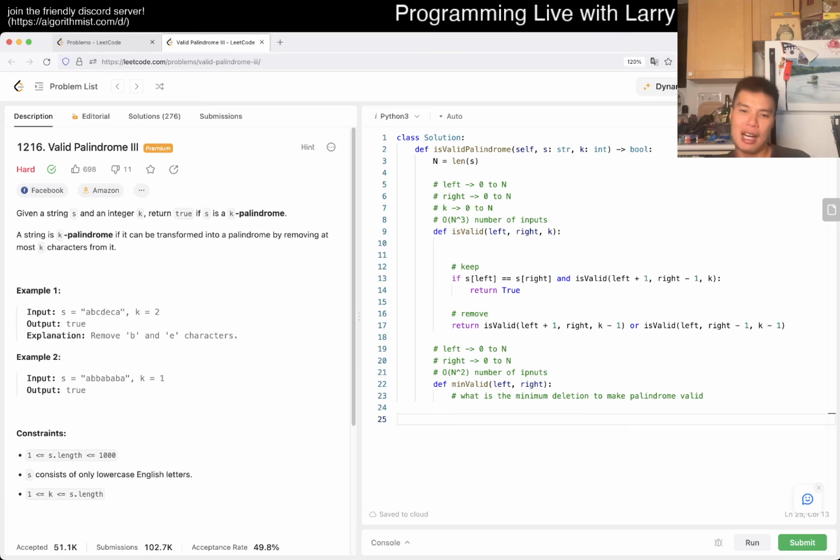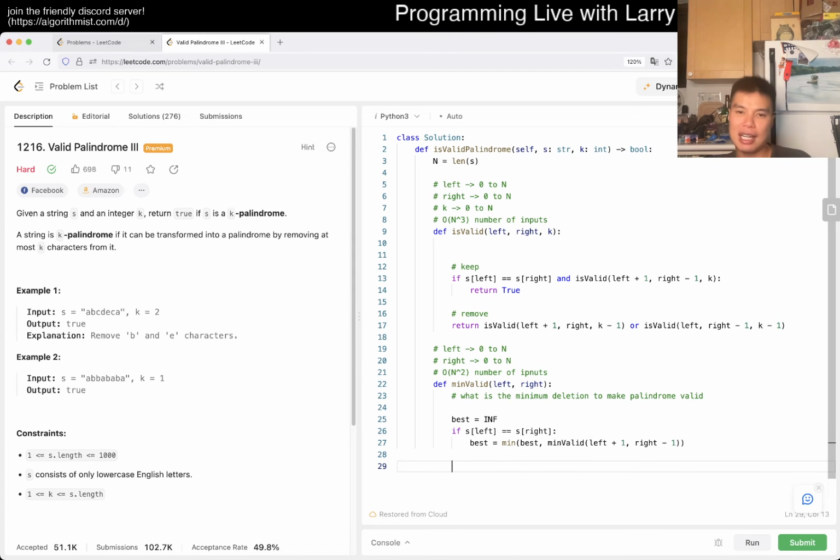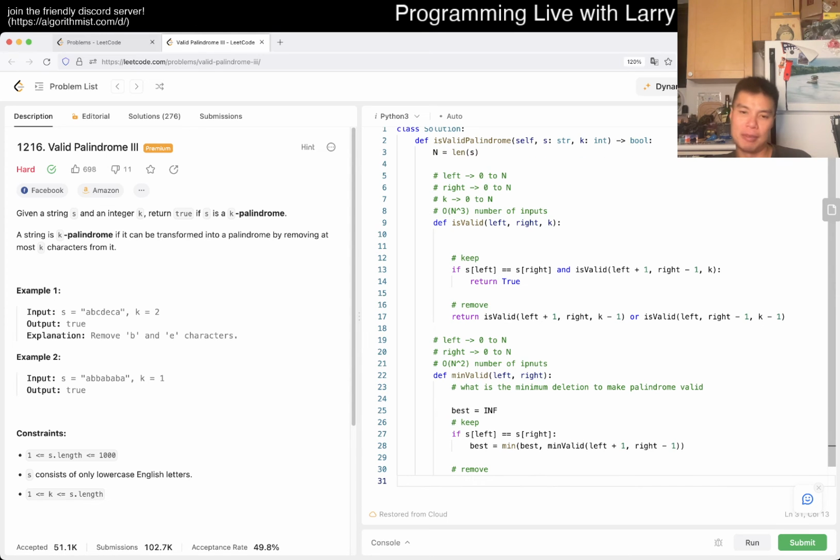So now we can write something very similar. Now best is equal to infinity, so you can remove everything. Technically it doesn't have to be infinity, it could just be right minus left plus 1 or something like this. If they're the same, then best is equal to min of best and min valid of left plus 1, right minus 1. Now if they're different, so this is the keep part, as we did similarly last time. The removal part is going to be, oh, I guess now we don't need the if k is less than 1.